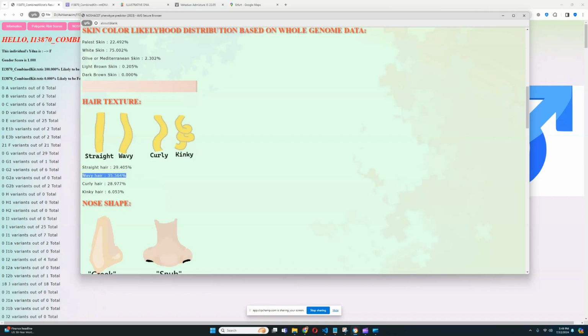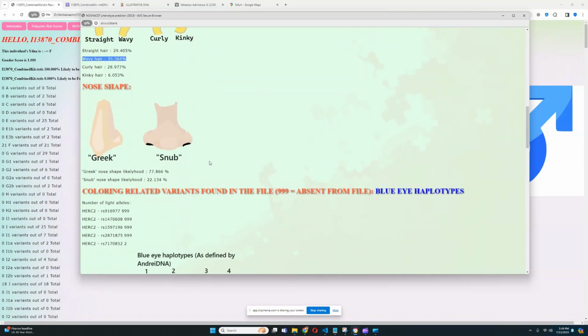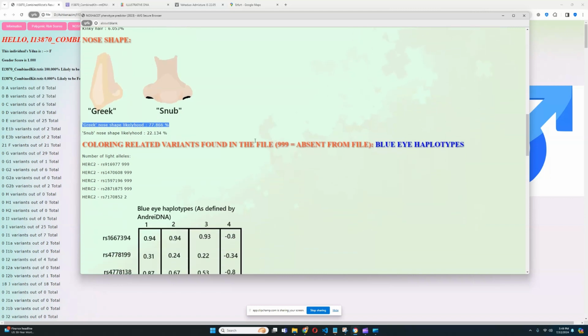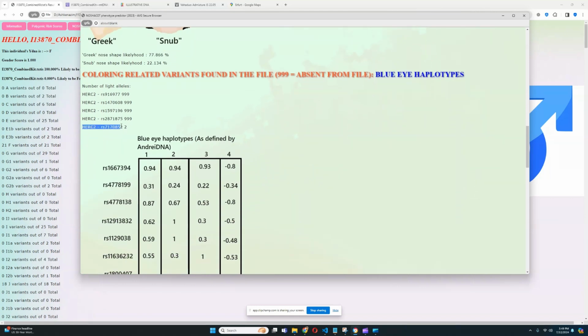The highest group he scores is wavy hair. And for nose shape, he is scoring mostly Greek shaped nose. So most likely he's got a rather long and aquiline and narrow nose shape. So let's look at the coloring related variants found in the file and try to figure out why he is so light. So first, he's got 2 light color variants here.